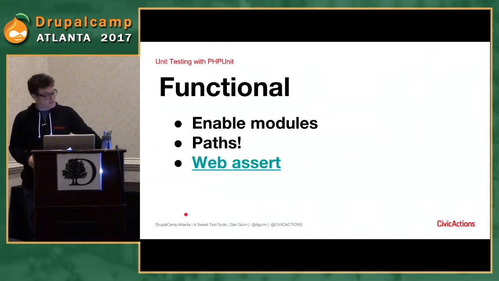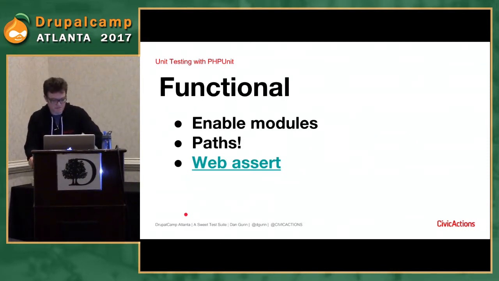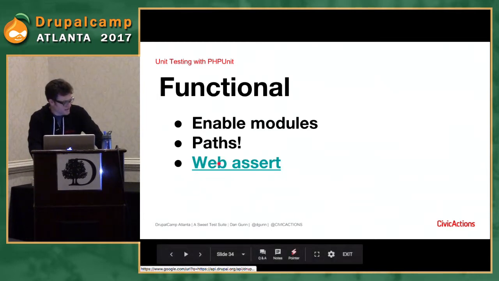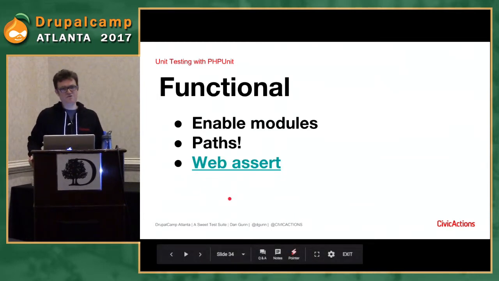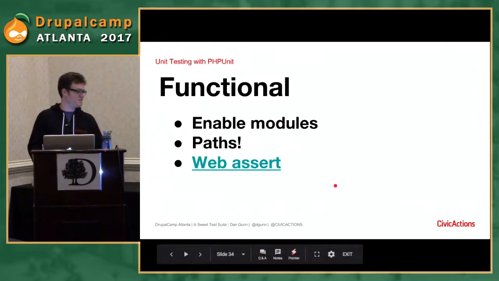So yeah, with functional tests, you have paths. You're fully booted. It's a little bit slower, but you don't need to do as much config. And there is a web assert object class that can be used to make a lot of the assertions here. And this is a link here, so if you want to check out the slides afterwards, you can see all of the different methods that are available there.